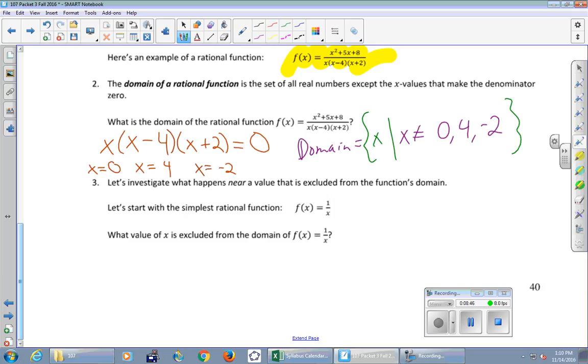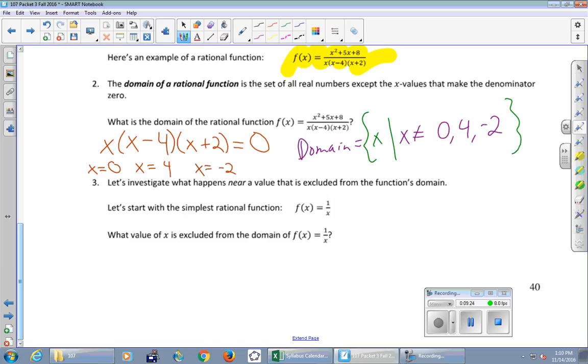Okay, number 3. Let's investigate what happens near a value that is excluded from the function's domain. So in the previous case, x equals 0 or 4 or -2. I can't plug 4 into that original function, right? But could I plug in 4.001? Sure. And so the question is, what happens to that function if I plug in 4.001? Because something strange happens right at 4. It's got to do something legal at 4.001, but then all of a sudden, poof, it vanishes, it ceases to exist at 4. So what's happening in that sort of transition period? That's what we're after here.